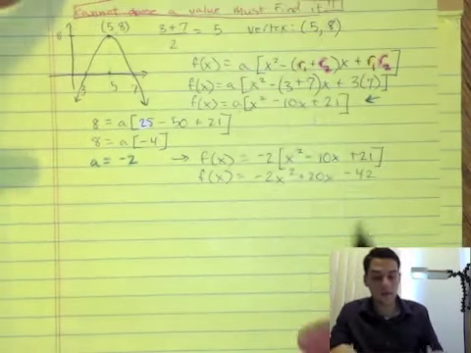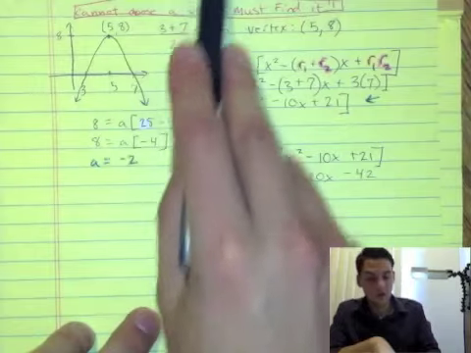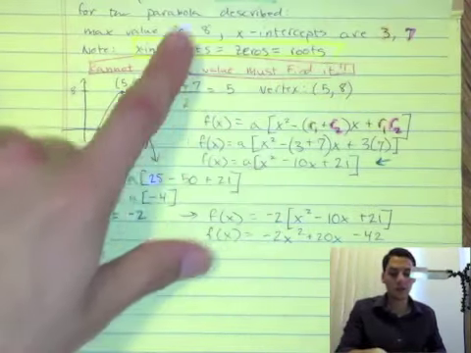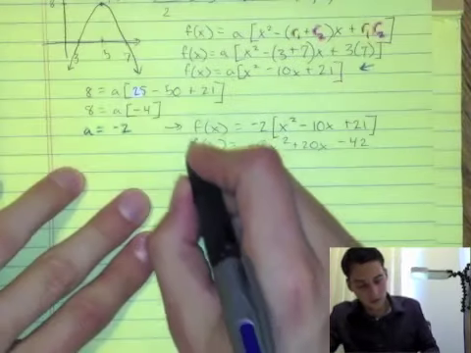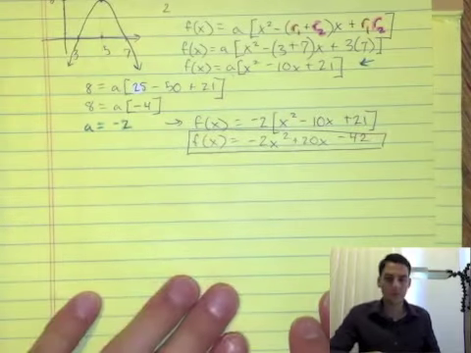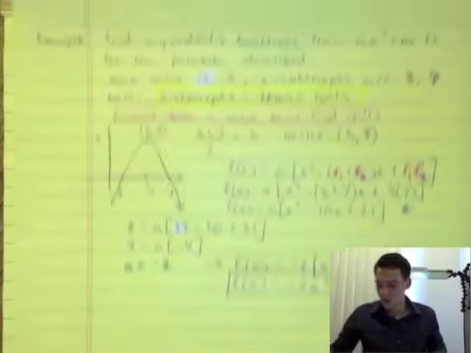Now I have a quadratic function that has these x-intercepts and a maximum value of 8. So this will be my answer. Let's write down the steps for this.